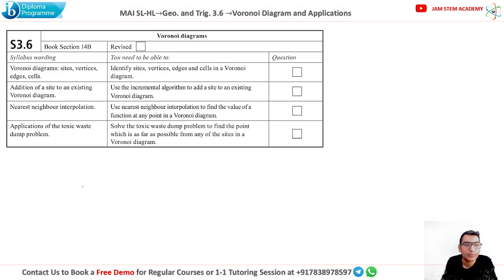Okay, so now we have covered the following things today. I started with defining sites, vertices, edges, and Voronoi diagrams, using the incremental algorithm to add a site, yes, we did this, and nearest neighbor interpolation, and also the toxic waste dump problem. We have covered everything.